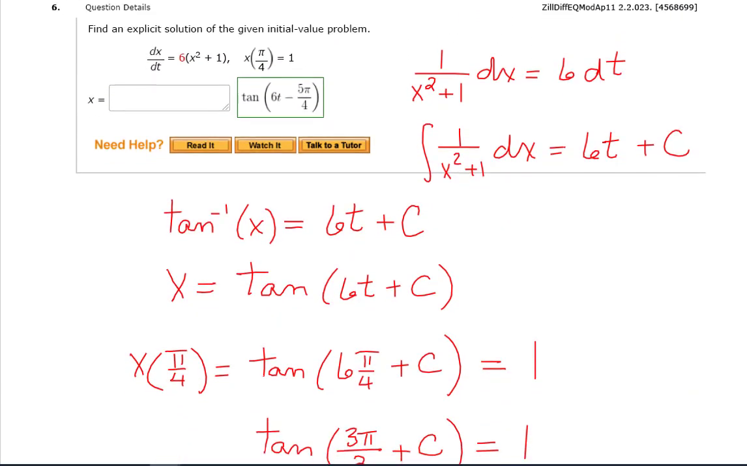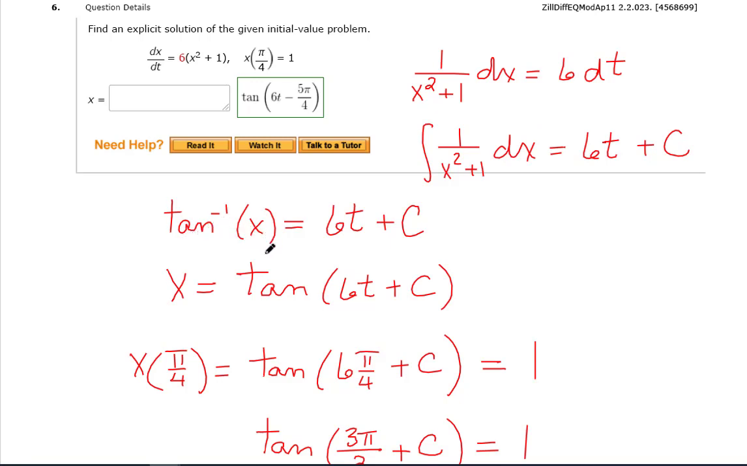All right, question 6. We're going to use separation of variables to solve this initial value problem. All right, so let's see, moving the dt, move the dt, and now I'm going to divide by x squared plus 1. Integrating both sides. All right, integrate the 6, I get 6t plus c. This integral should be recognizable from calculus 2 as the inverse tangent of x.